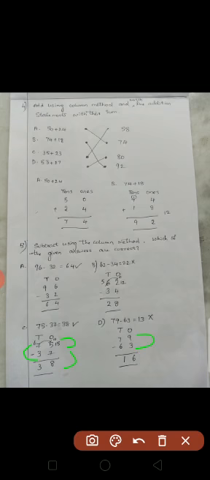And 79 minus 63. 9 minus 3 is 6. 7 minus 6 is 1. But here the answer given is 13, which is wrong, which is not correct.